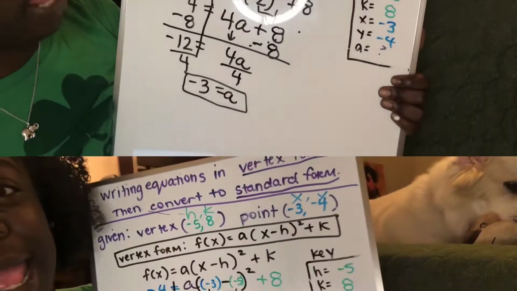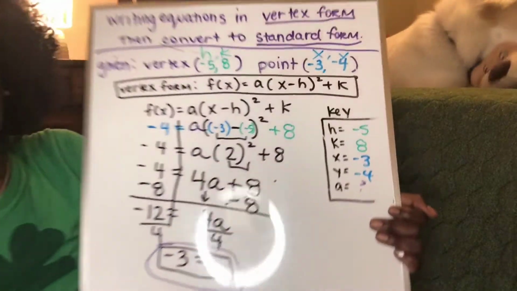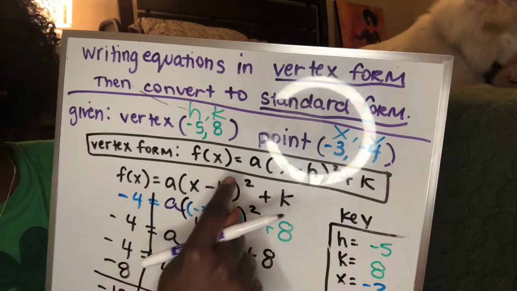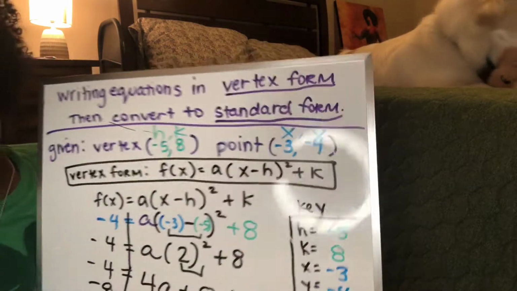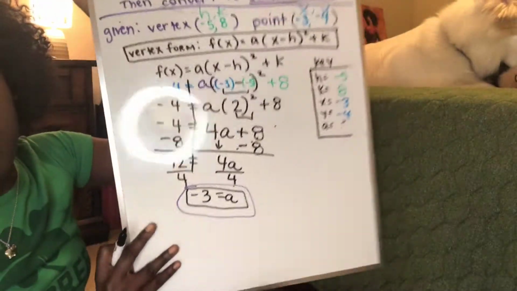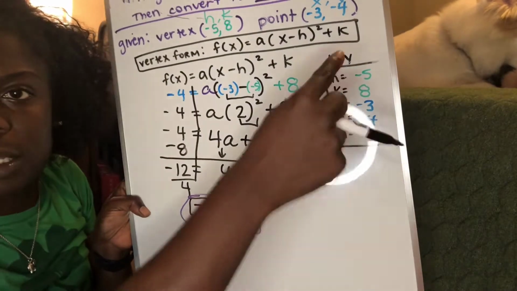Now that I know that a equals -3, I can go back and now write this in the correct vertex form, which is f of x equals a times (x minus h) squared plus k. Okay, so I'm going to do that at the bottom. So remember, f of x is the same as y. Now that we're writing it in its formal form, we don't need those values that we substituted.